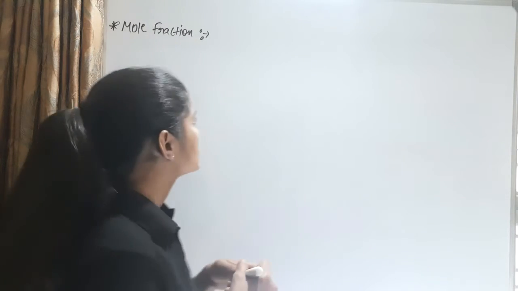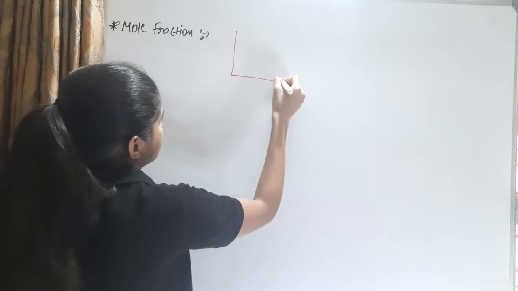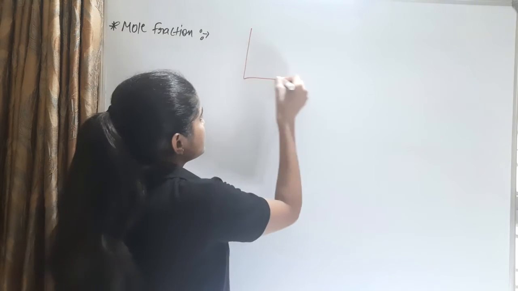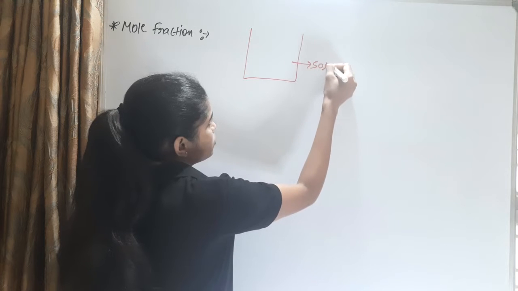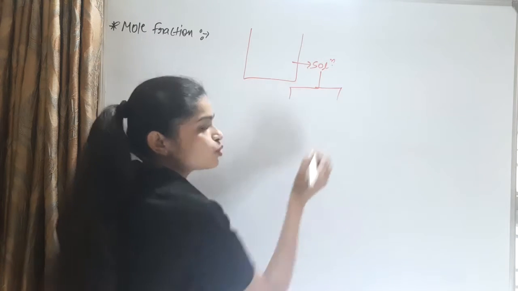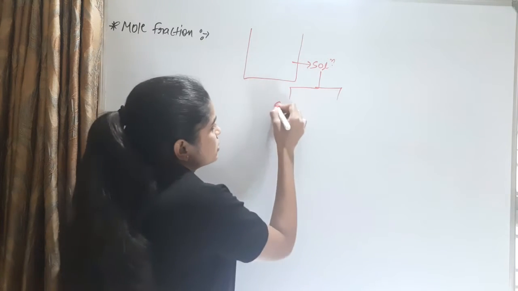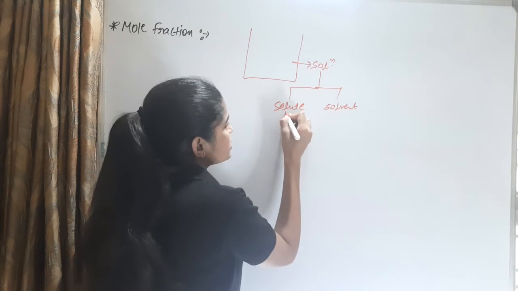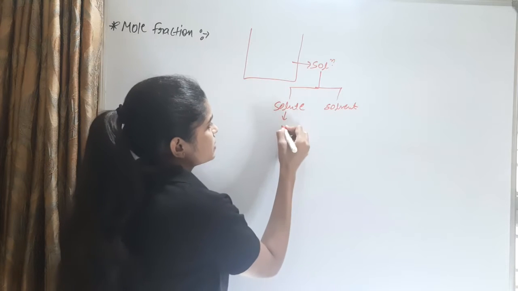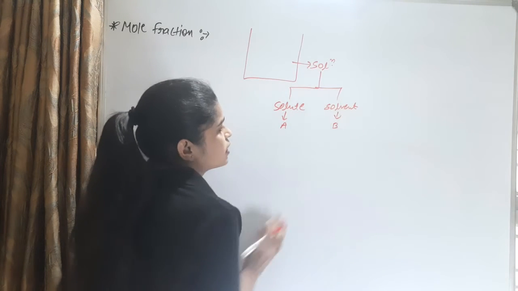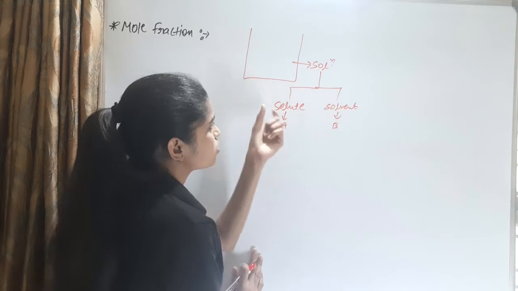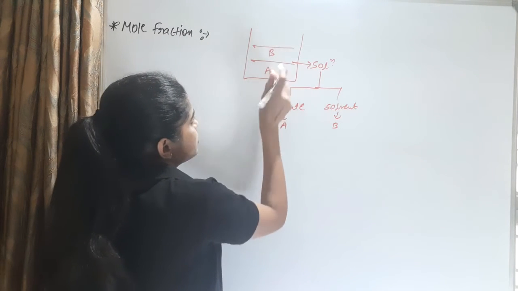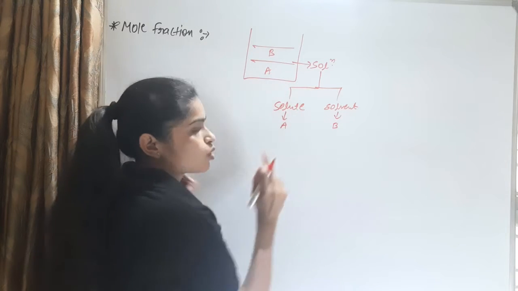First, consider a beaker. In the beaker, there is a solution. A solution is made up of two parts, solute and solvent. For example, consider the solute as A and the solvent as B. So A is the solute and B is the solvent present in this beaker.